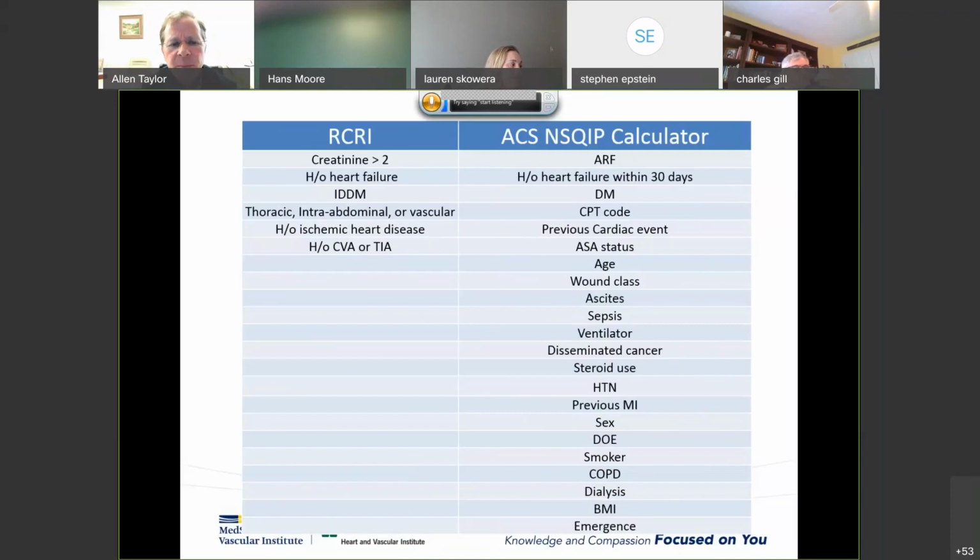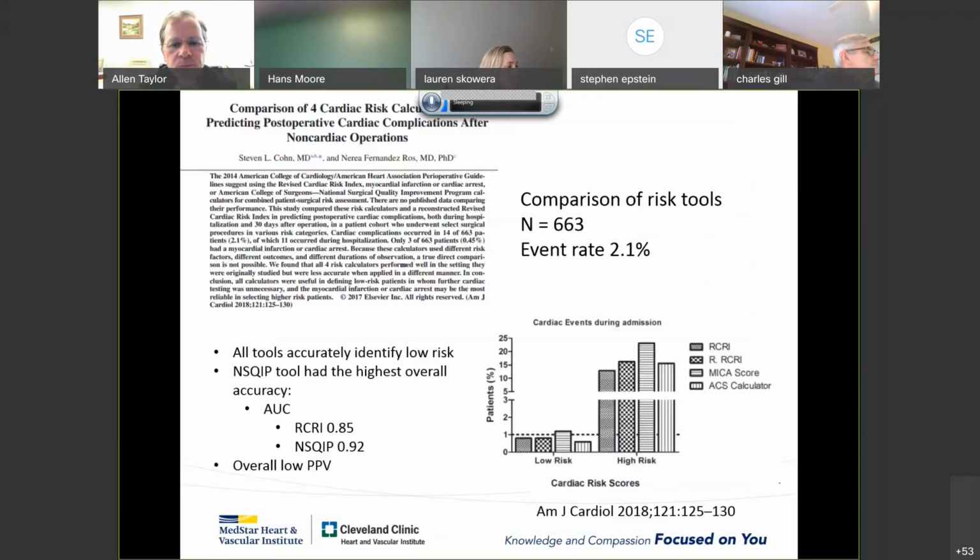And so this is a side-by-side of the RCRI and then the NSQIP calculator and the factors it considers. And you can see that the NSQIP is much more robust. And while there's overlap of those top 6, and what's in the RCRI is in the NSQIP to a large extent, there is much more there.